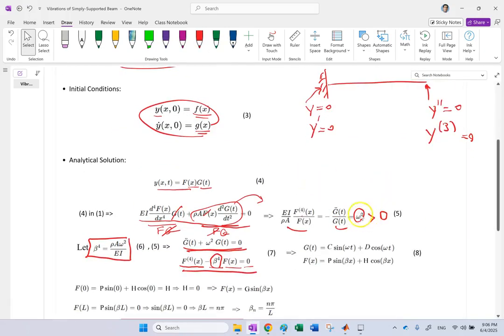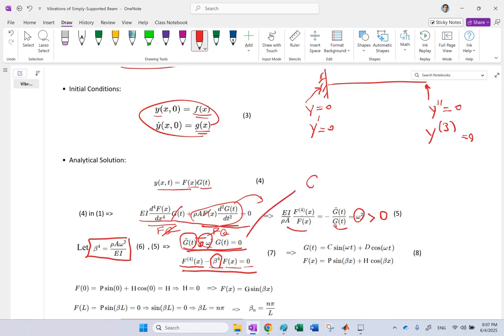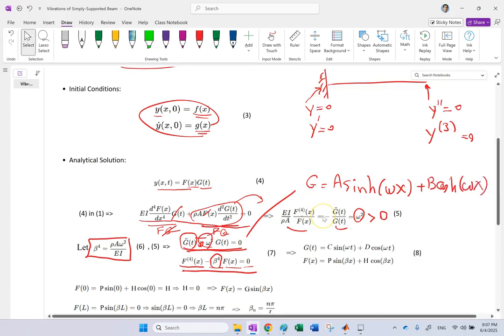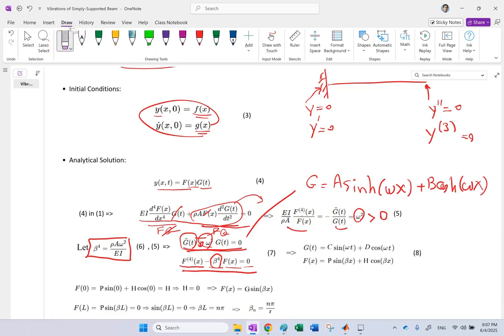If this number is negative, then here you get a negative, and so the second derivative of g is going to be some constant positive number times g, and then the solution for that g is going to be some hyperbolic function. So this is going to be like A times sine hyperbolic of omega x and so on, and then plus like B cosine hyperbolic of omega x. And again, this kind of function will not satisfy those boundary conditions. So the only possible scenario is omega is positive.